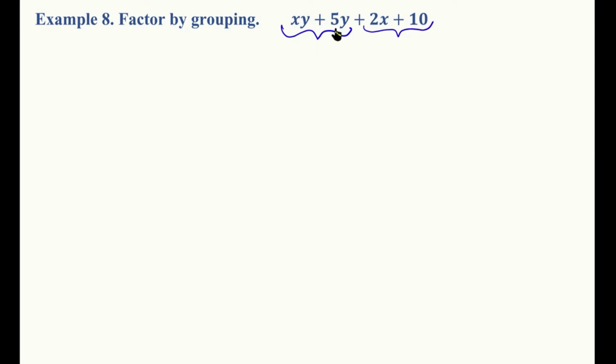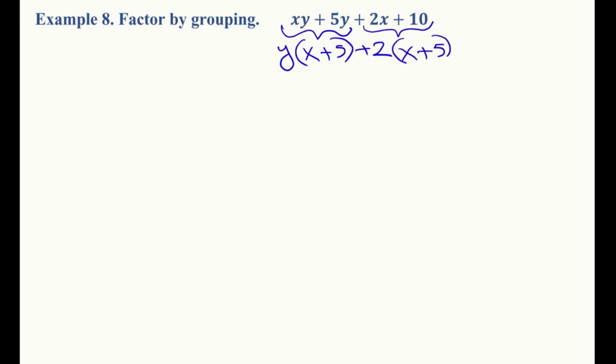So I noticed that in the first group, I have a GCF of y, right? So I go ahead and factor out that y, and that will leave me x plus 5, right? And I noticed that in the second group, I also have a GCF of 2. So here it's very important that I write the plus, because we don't want the process to turn from this sum into suddenly a multiplication. And then I write the 2, which is the GCF, and I take out the 2, and that leaves me x plus 5.